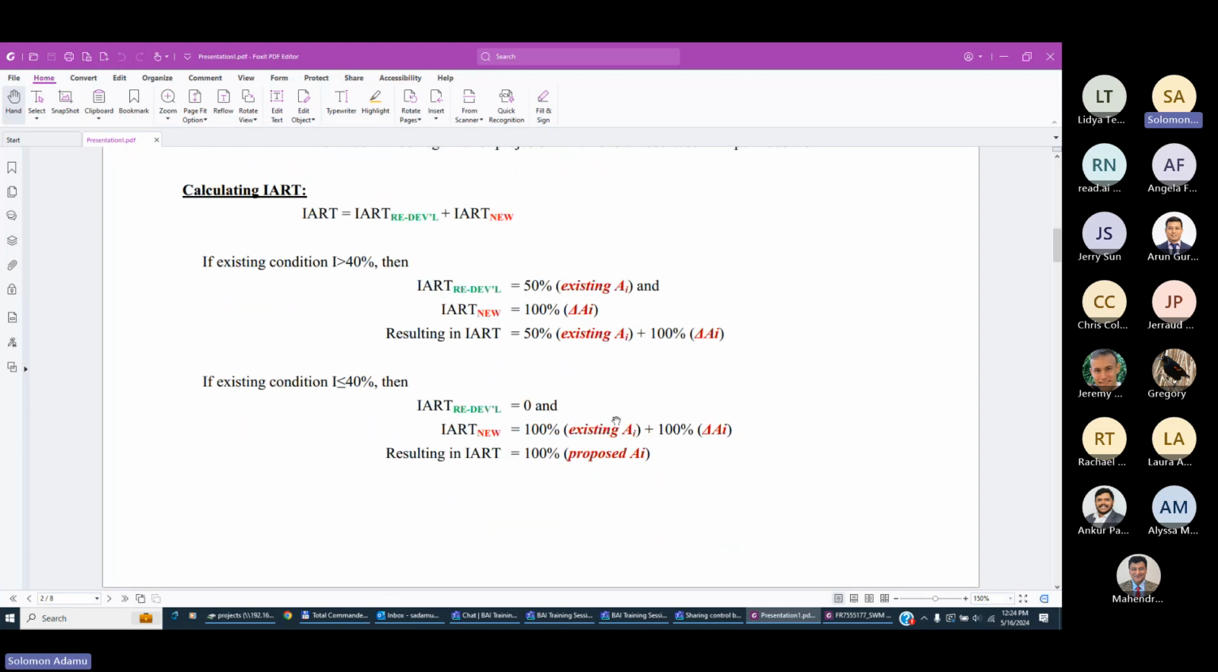But for a condition where the existing impervious area is less than or equal to 40%, which means a new development category, there is no redevelopment. The entire IART will be new. That's going to be 100% of existing plus 100% of any increase we have in that project, which means 100% of the proposed impervious area. Is that clear? Any questions here?